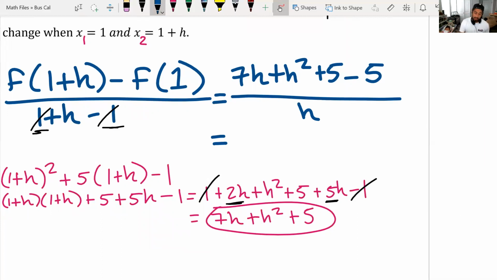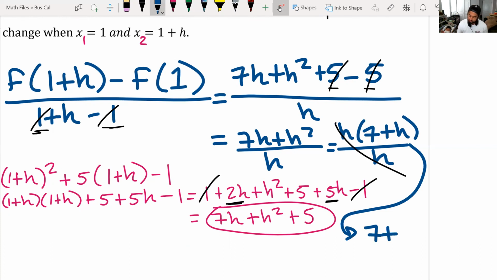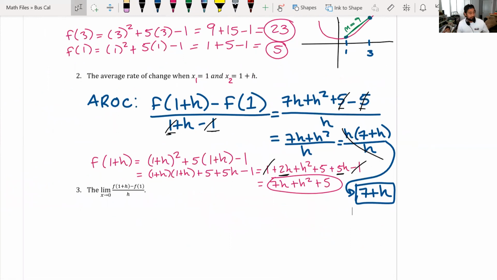Now clean everything up and look at the numerator. Your 5s will cancel. 5 and 5, gone, gone. And you'll have 7h plus h squared over h, which means if I factor out an h, I'll have h times 7 plus h over h. My h's cancel, and we are left with, sorry, I wrote too big on this one, just 7 plus h. Okay, perfect.